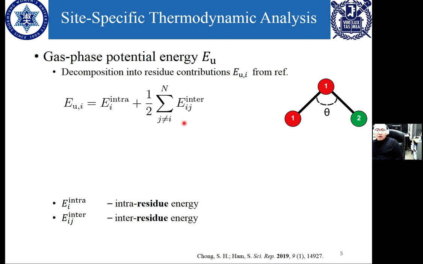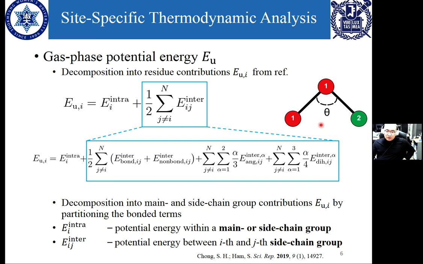For simplicity, we have a figure of 3 atoms. 2 atoms belong to residue 1 and the green one belongs to residue 2, separated by an angle theta. Then the energy associated with theta can be distributed equally to both residues. However, we can also distribute the interaction energy term according to the number of atoms in each group, for example, 2/3 of the energy of theta is assigned to residue 1 and 1/3 to residue 2.